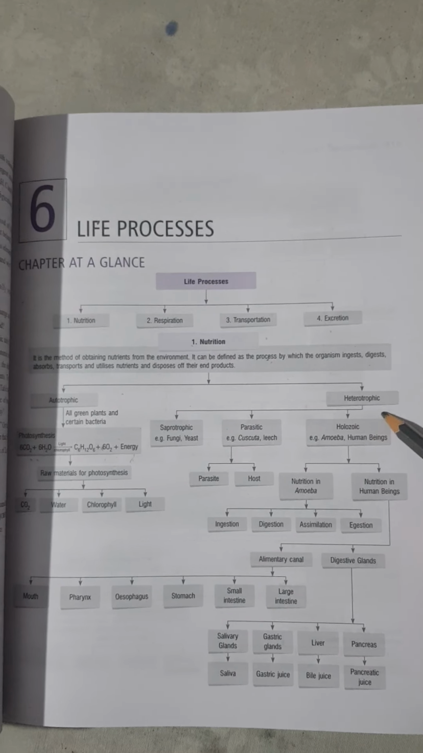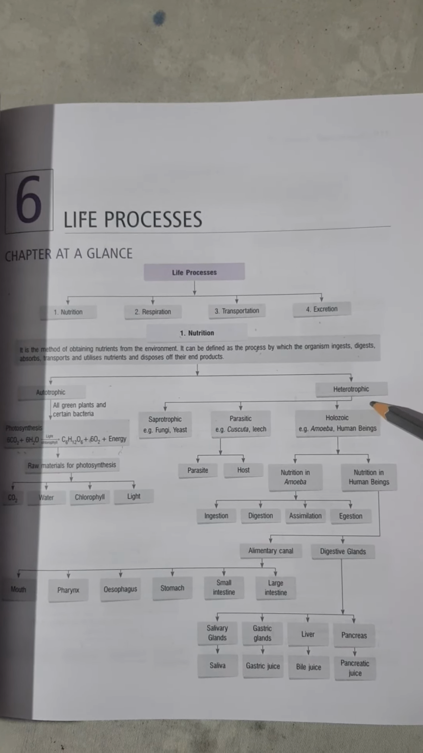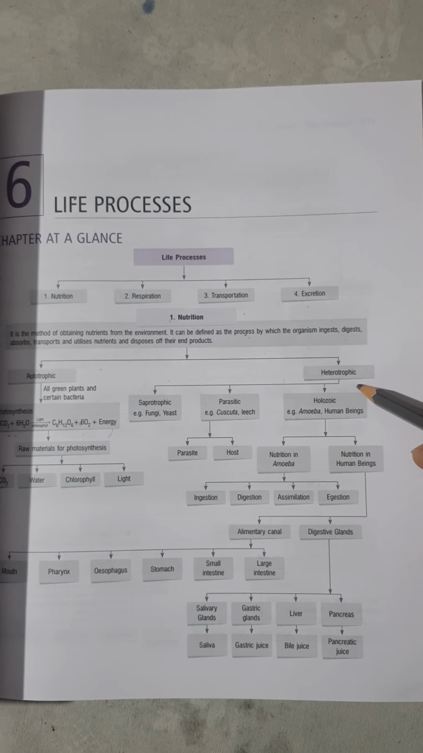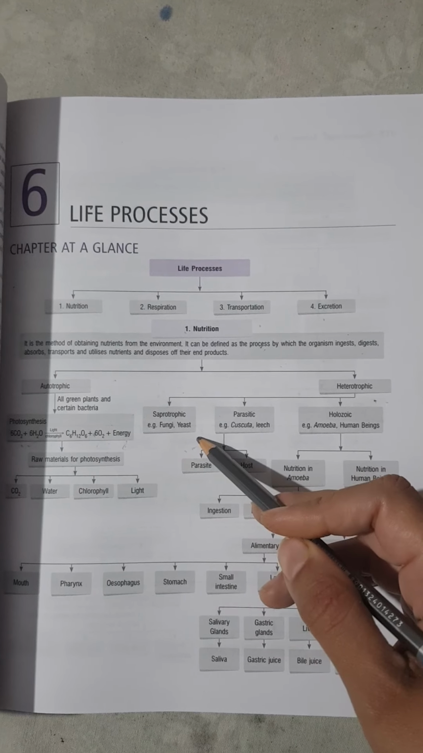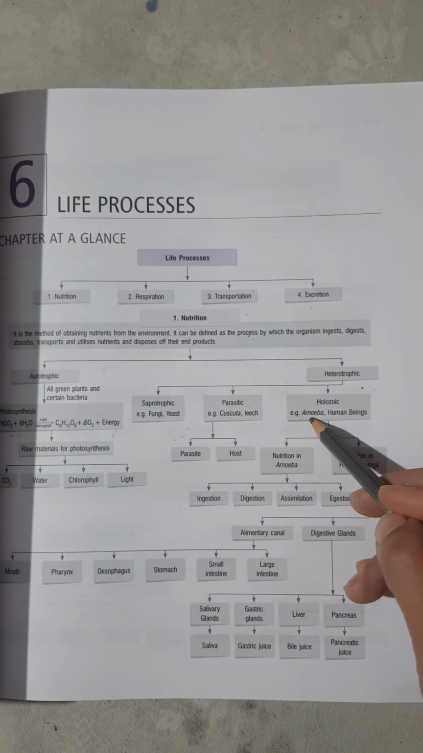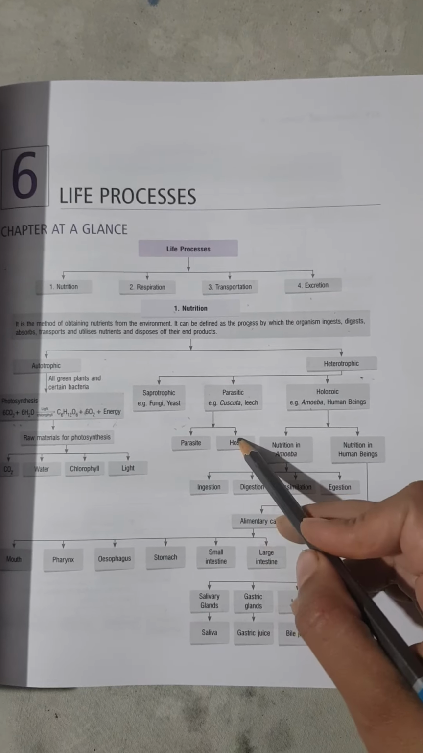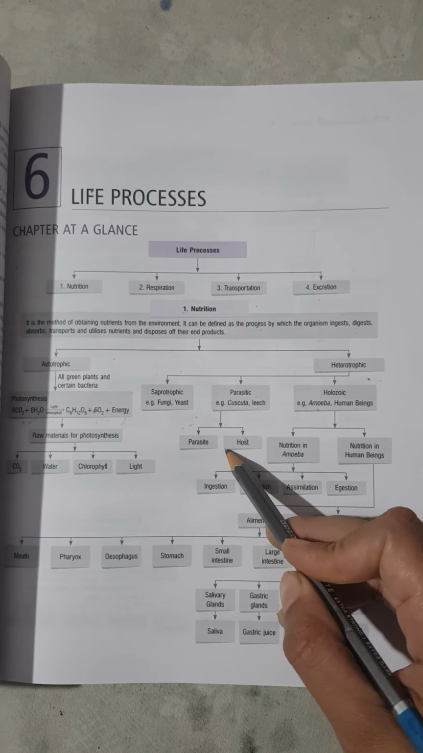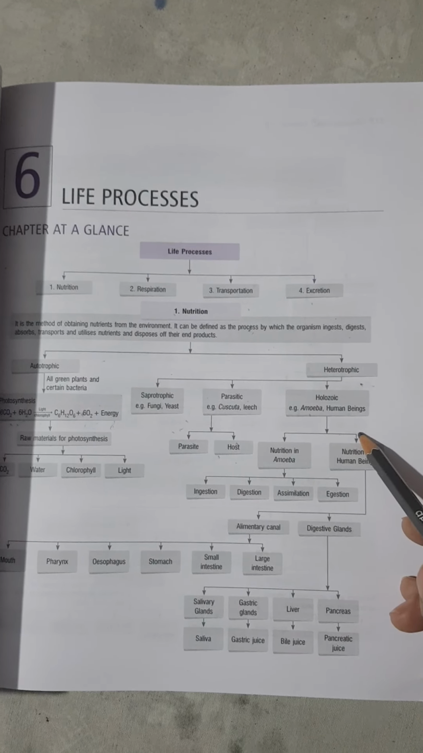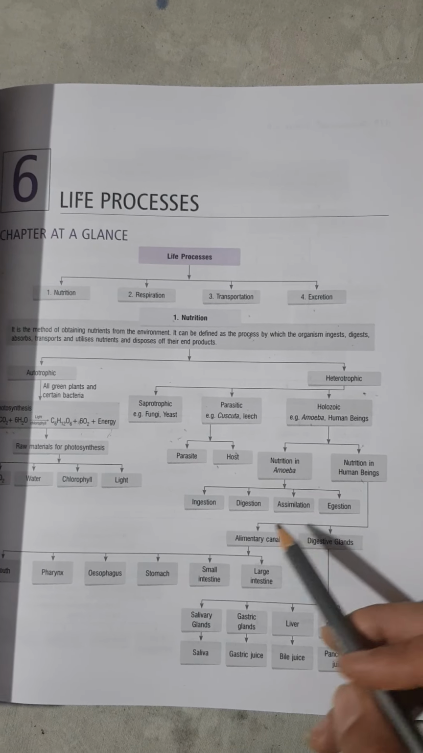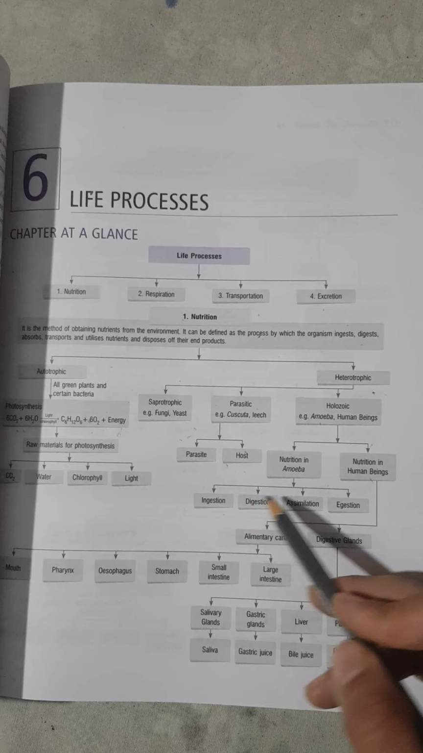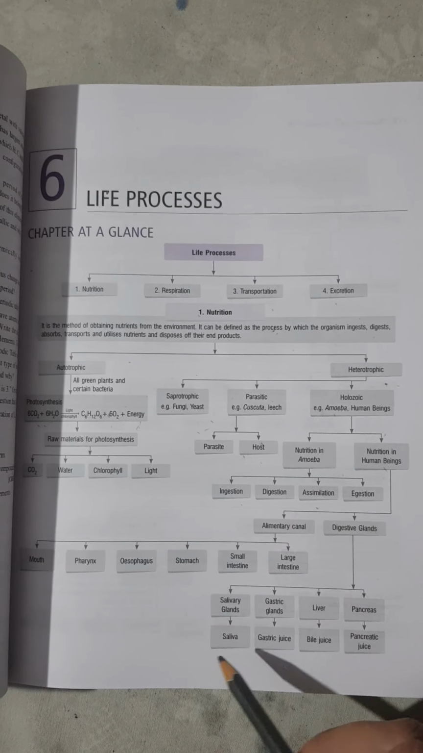Coming to heterotrophic nutrition, which can be of different types, where the organisms are dependent on the autotrophs: saprophytic, like in fungus and yeast, parasitic, holozoic. A parasite requires a host to stay in the body, and in holozoic, we can treat the nutrition in amoeba as well as humans as holozoic, which includes these main steps, which I have already told you in the nutrition process.